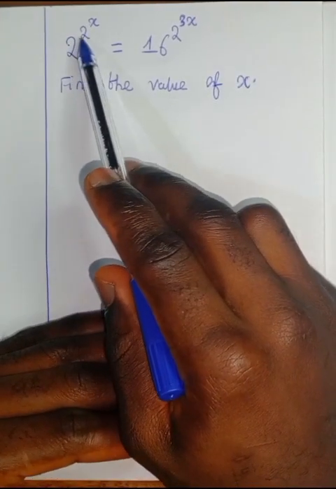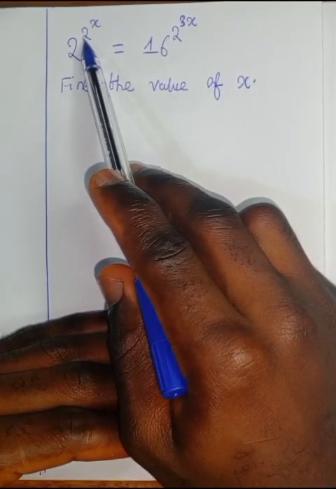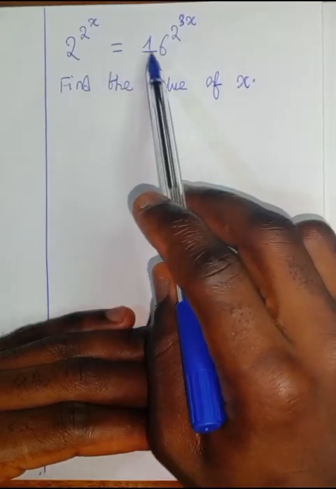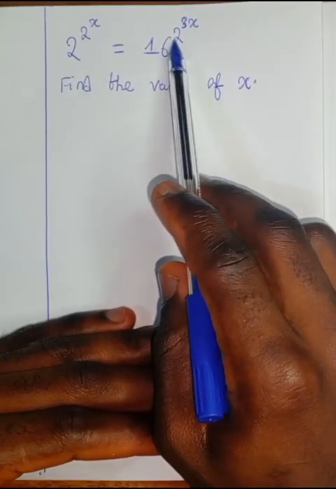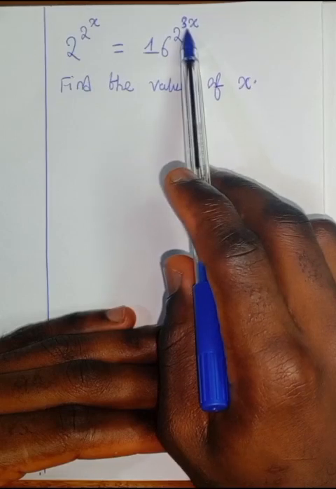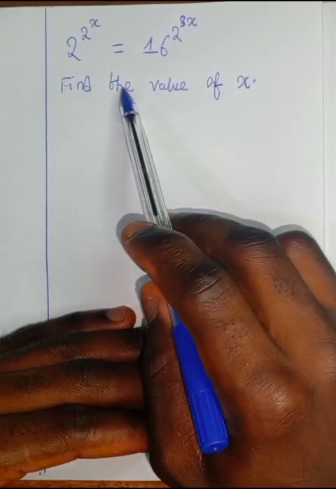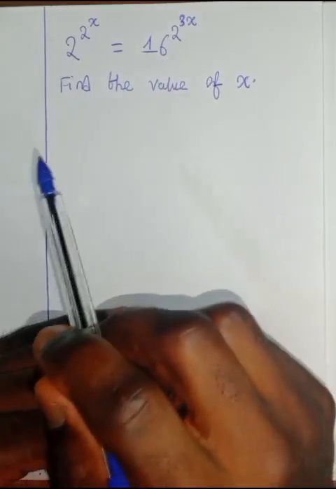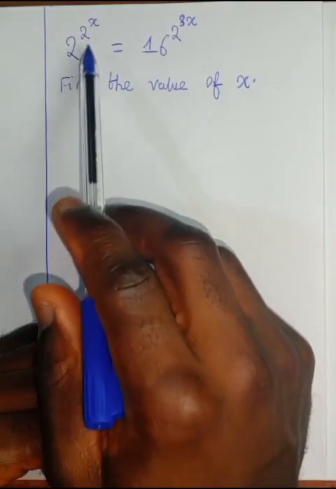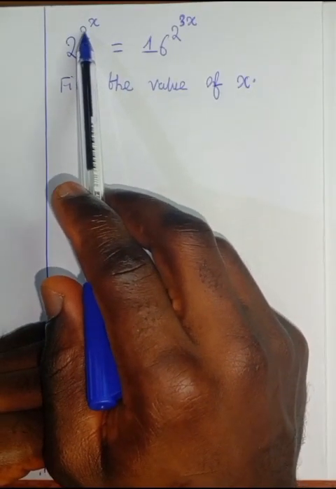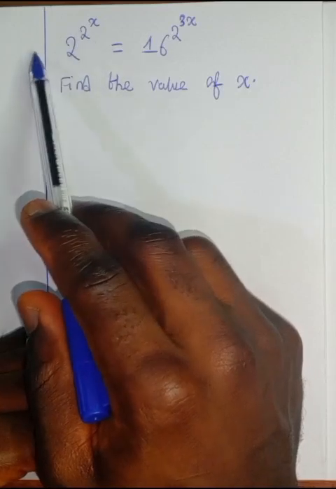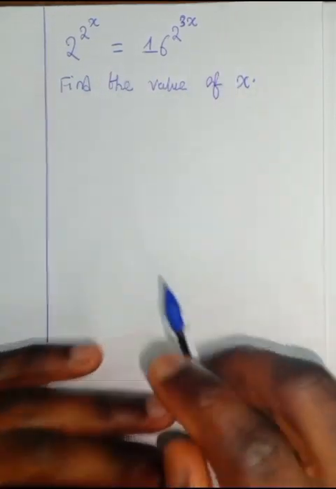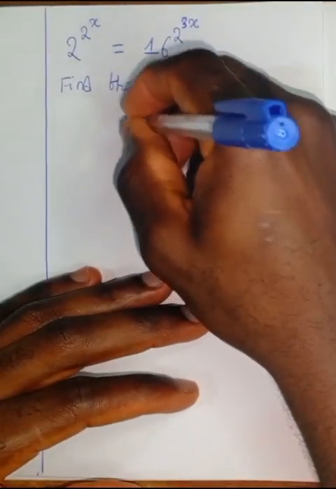2 raised to the power 2 raised to the power x is equal to 16 raised to the power 2 raised to the power 3x. Find the value of x. We have to find the value of x such that if we replace x with its value, the left hand side of this equation will be equal to the right hand side. We take the solution.